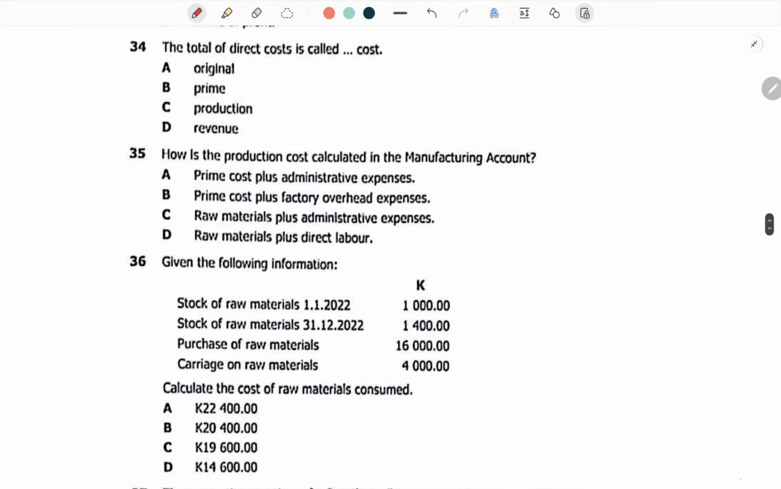We go to 34. The total of direct costs is called dash cost. Come on, well known, it's a prime cost.